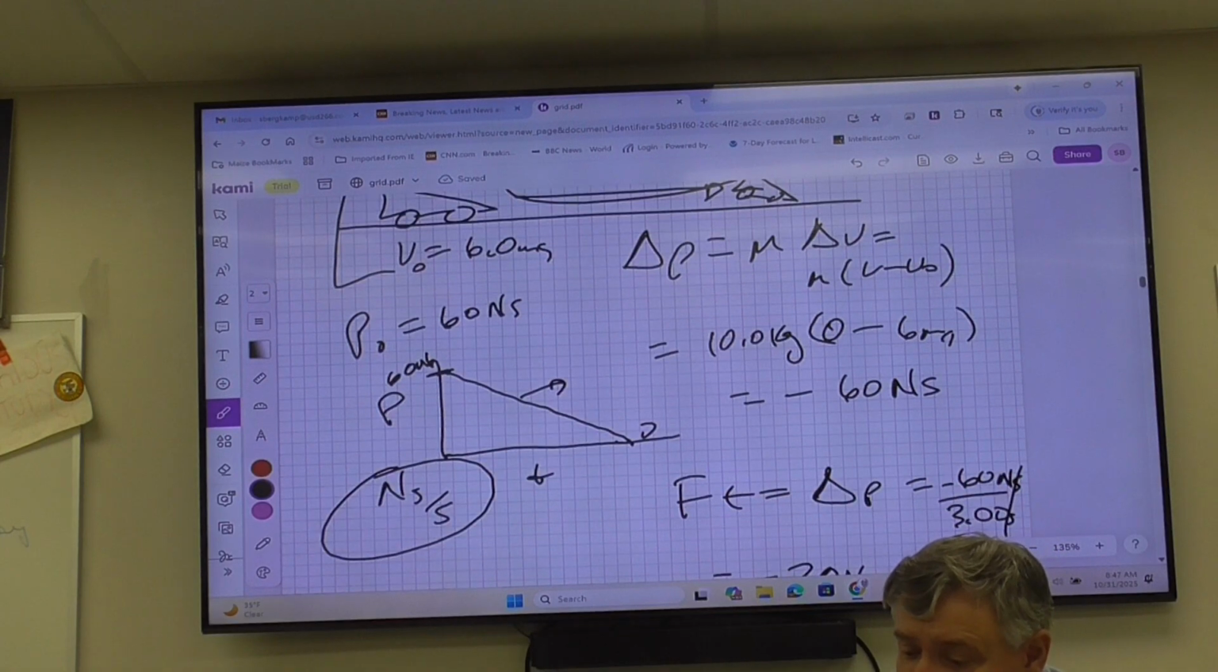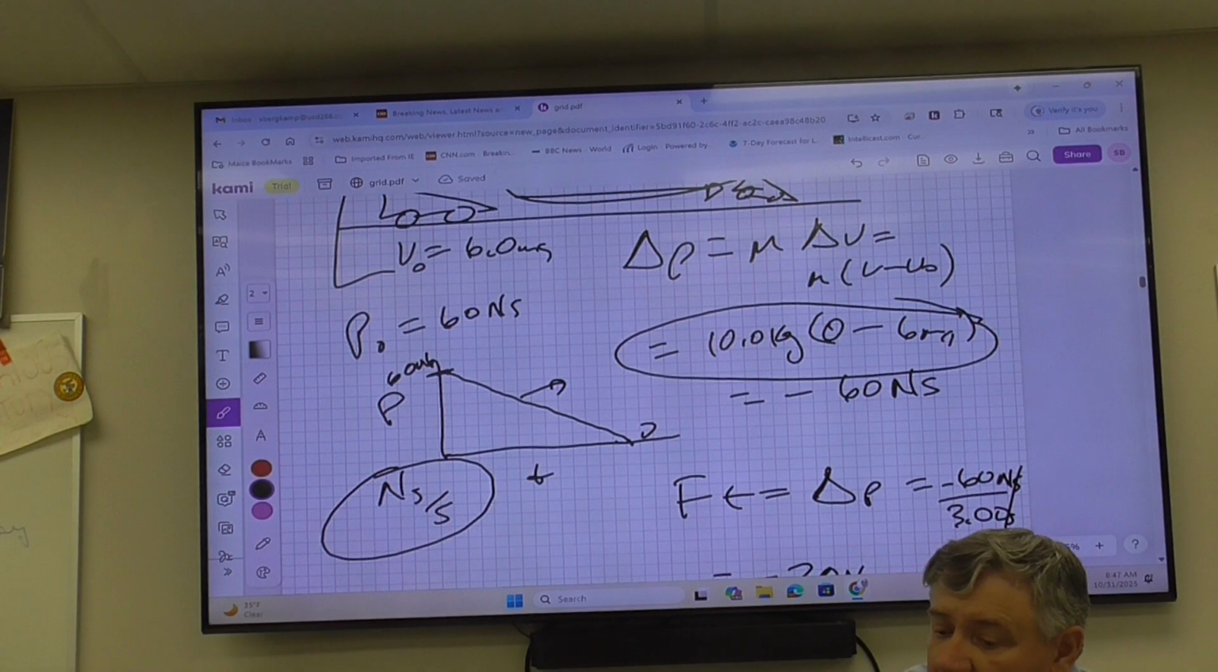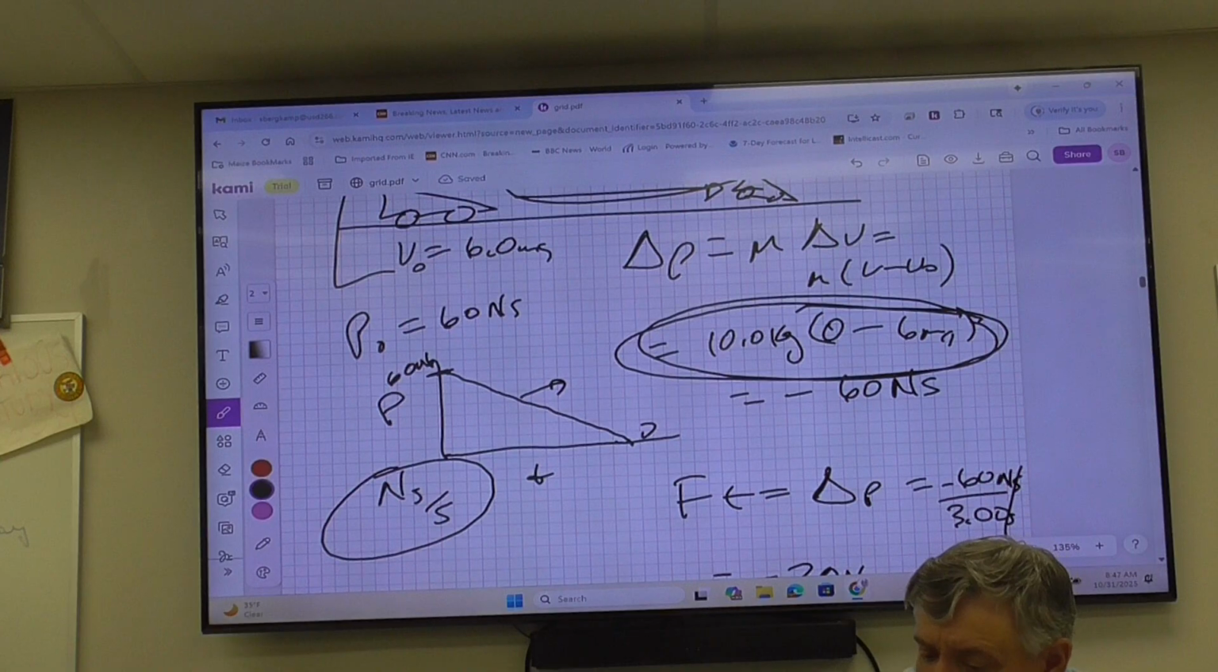So if you look at this in terms of change in momentum equals mass times delta V, is time a factor in that calculation? No. So as long as the change in the velocity is the same, time doesn't matter.